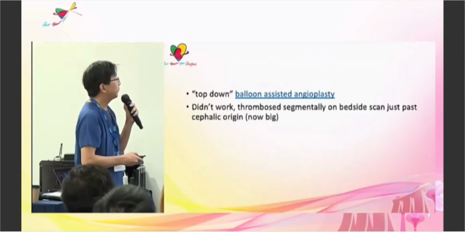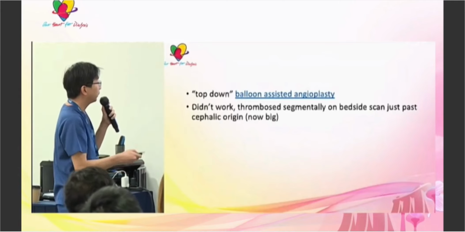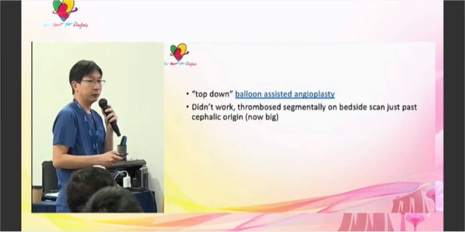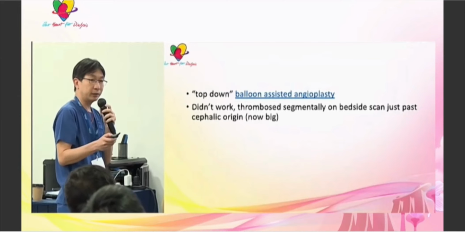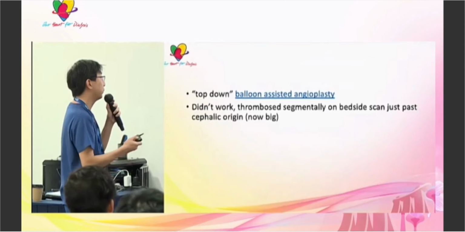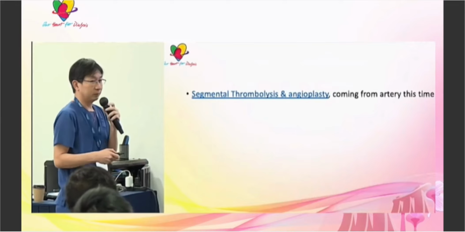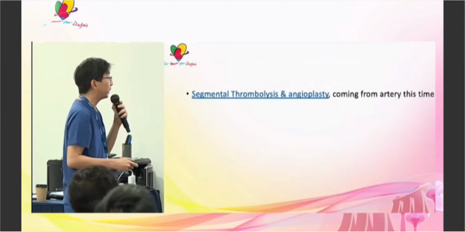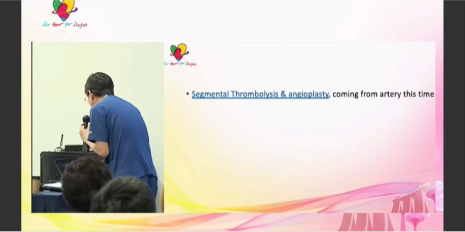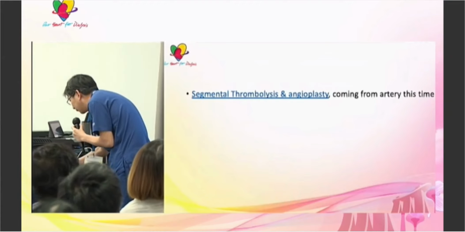So what happened was it didn't work. It actually thrombosed off a week later on the bedside scan. The part that had the balloon larger, near the bifurcation into the cephalic, the ostium, had thrombosed. So I did a thrombolysis and angioplasty, but this time I learned my lesson, so I came out the artery. Can we switch back to the second computer again?